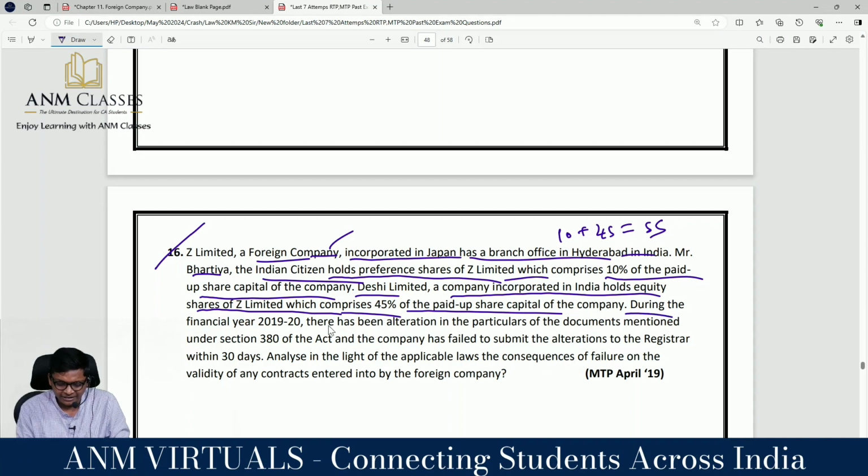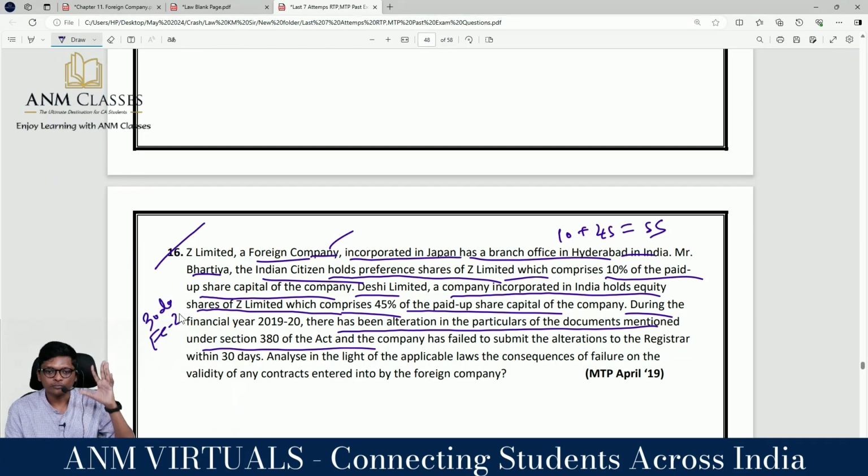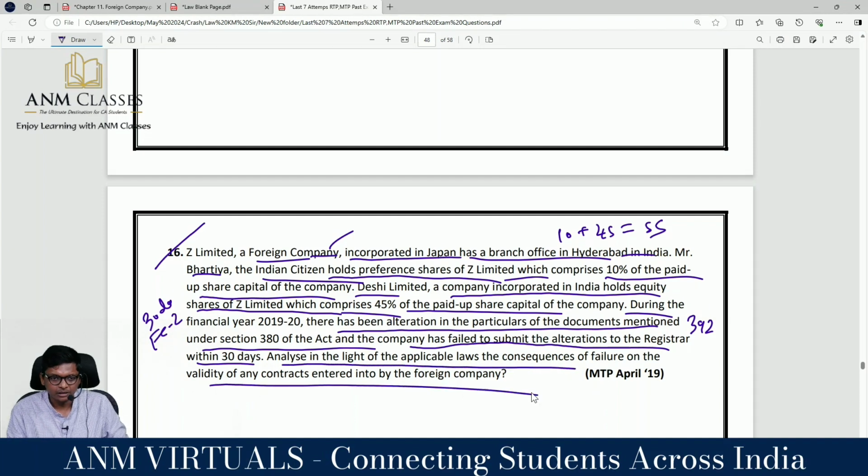Then during the financial year, there has been alteration of particulars of documents under section 380. If there is alteration, file to ROC within 30 days in form FC2. That's it. Company has failed to submit alteration. 392 penalty. Analyze in light of provisions. Failure of the validity of any contracts? No, contracts are still valid. 393. So they are testing 392, 393 and 379. It's a company which complies all provisions. 6 marks. Are you understanding, guys?